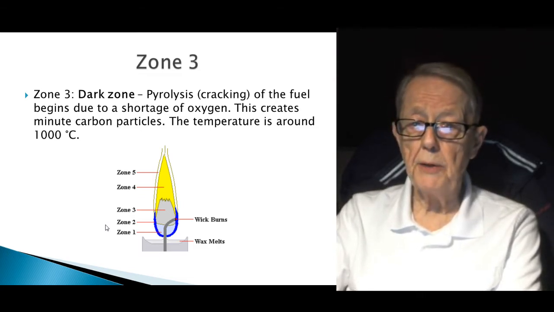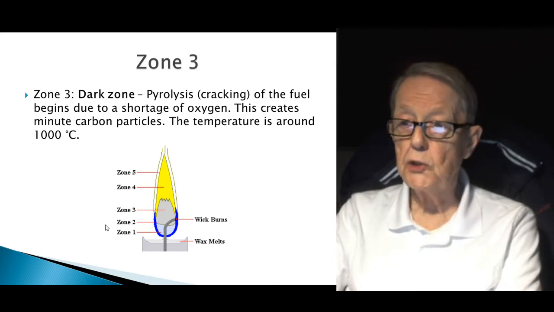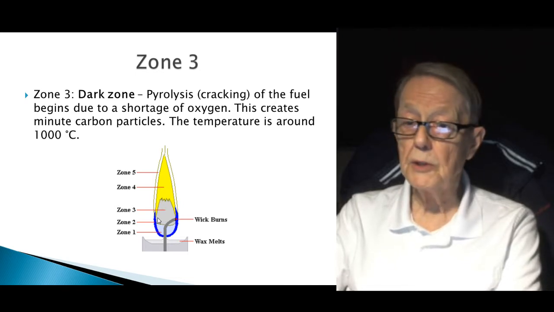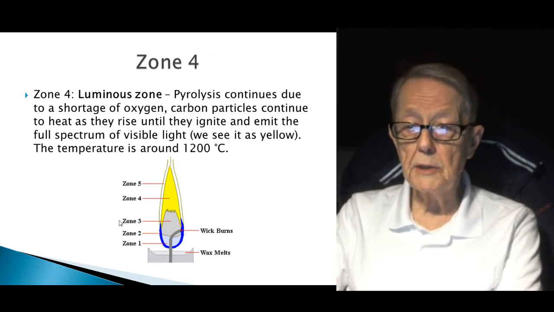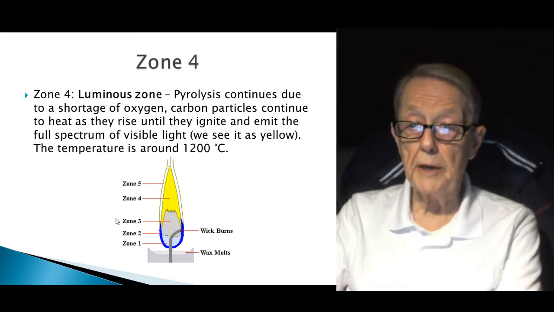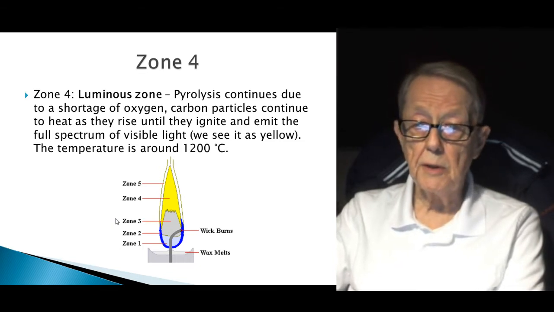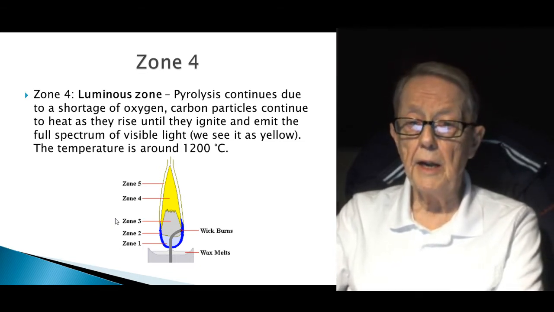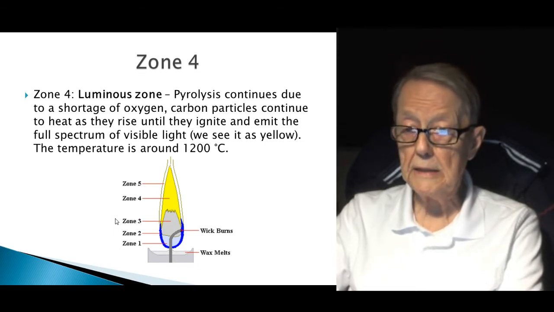This creates minute carbon particles, soot to be exact. The temperature here in this gray zone is 1,000 degrees C. The luminous zone, the part that makes the most light, where pyrolysis continues due to a shortage of oxygen, carbon particles continue to heat as they rise until they ignite and emit a full spectrum of light.